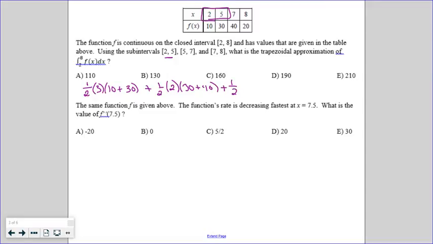And our last one, from 7 to 8, would have a height of 1 and function values, or bases of that trapezoid, of 40 and 20. So then I kind of evaluated all of that. Let's see, this would be 60, 70, and 30, which would give us a total of C, 160.